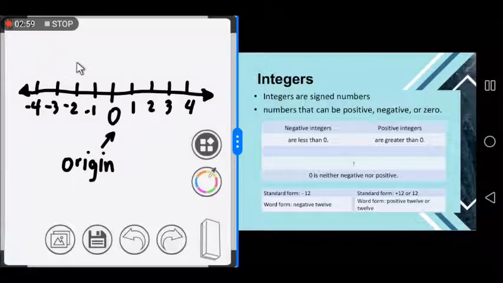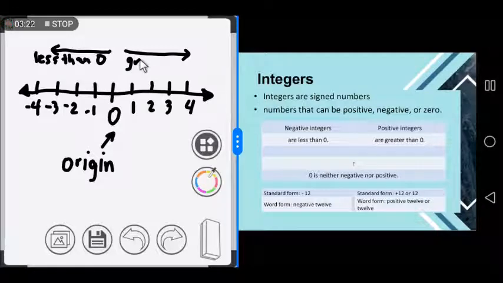Okay? Always remember that the negative numbers will always be lesser than 0. And the positive numbers will always be greater than 0 and greater than our negative numbers.